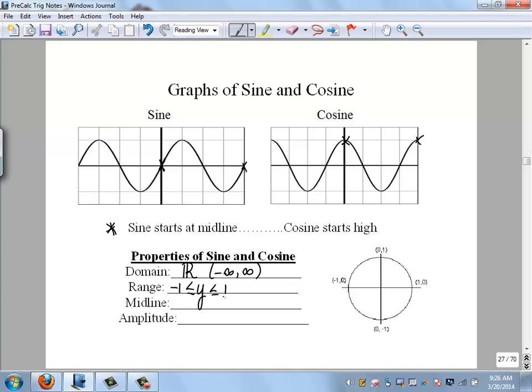So the highest they go is 1, and the lowest they go is -1, and they're included, so it's from -1 to 1 in our interval notation. The midline for these functions is y equals 0, so it's right smack on my x-axis. And my amplitude is going to be 1, and remember amplitude is always positive. So those are the basics of the graph of sine and cosine.